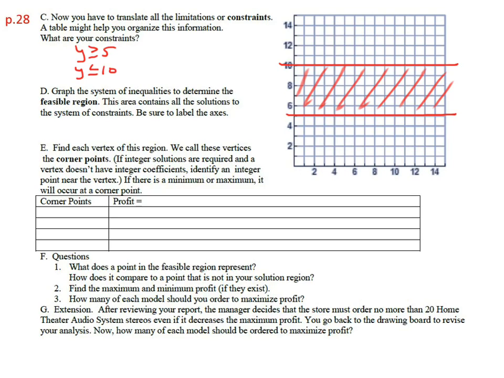And then we also said that x is less than or equal to 12. So we have that vertical line and it's less than. So along here.